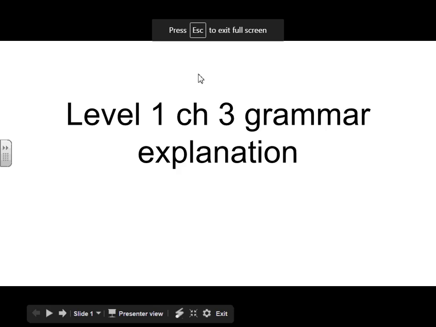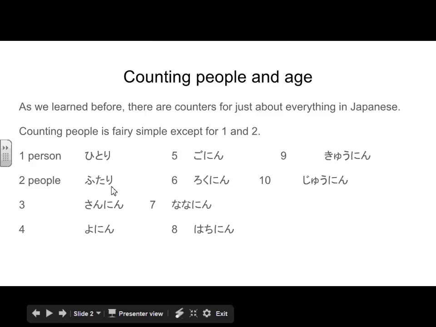This is an explanation for the grammar in chapter 3. One of the things that we'll learn in this chapter is how to count people, specifically the number of family members that you have.